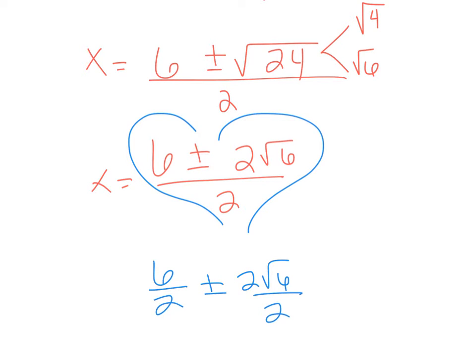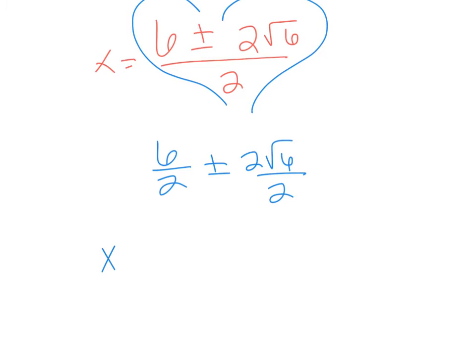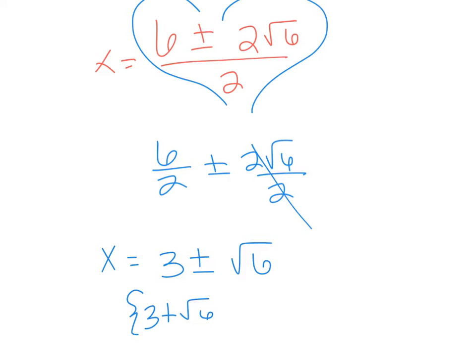And then you'll get your answers. So x equals 3 plus or minus, these will cancel, square root of 6. Now I do want to note that there are 2 x values here. It would be 3 plus the square root of 6 and 3 minus the square root of 6. Now what does this really mean?